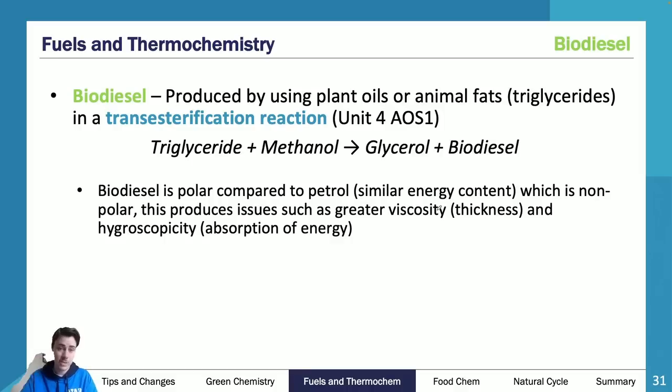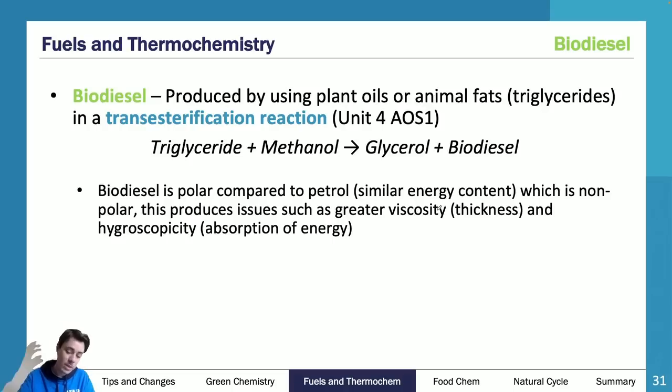So when your biodiesel is combusted, it has a greater viscosity. It's thicker because of those stronger intermolecular bonds, because it has hydrogen bonds, because it's got oxygens and hydrogens, and because it's got dipole-dipole, because it has a polar aspect, and it's more hygroscopic. What that means is that it actually absorbs more water. That's what hygroscopicity means. But I like to think of it as it absorbs energy.